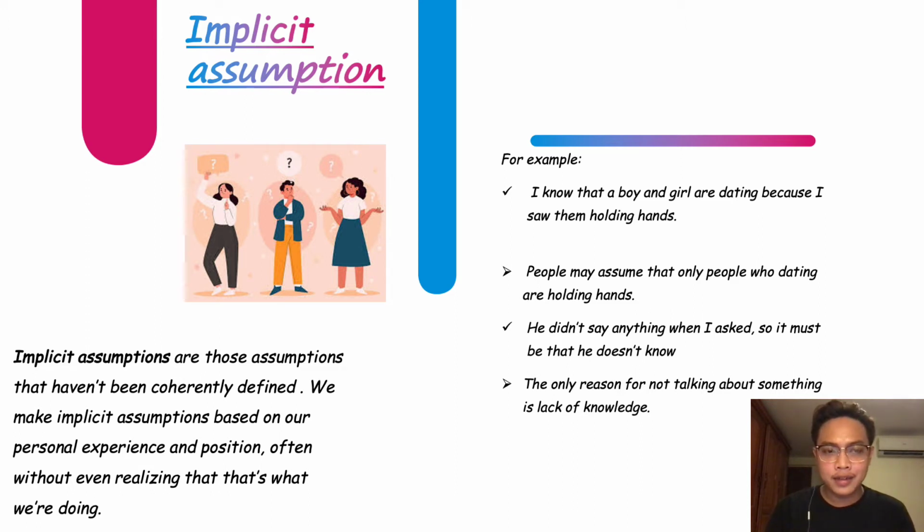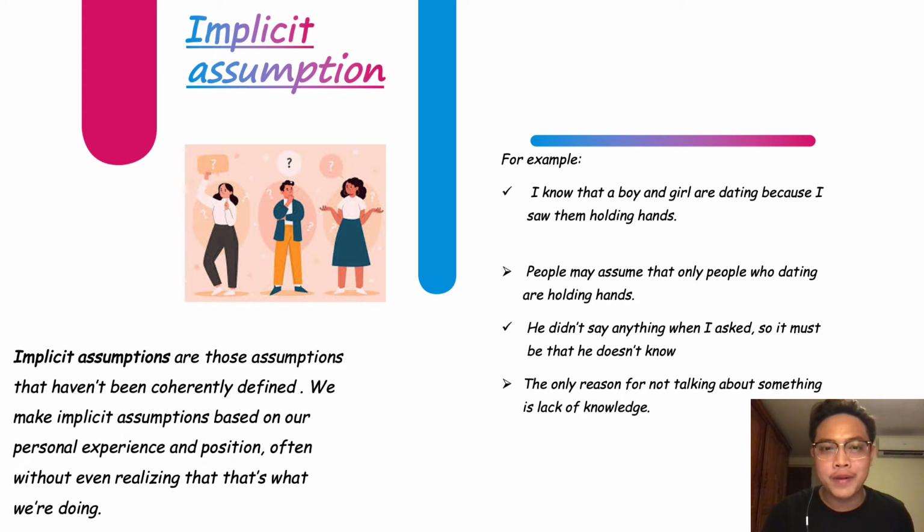To be really exact, implicit assumption means people assuming without thinking deeply about their judgment. They judge something based on what they have seen before or based on natural things that have happened. To be more clear, I have provided you with 2 of my own examples, and I hope this will help you understand implicit assumption. The first one is, I know that a boy and girl are dating because I saw them holding hands.